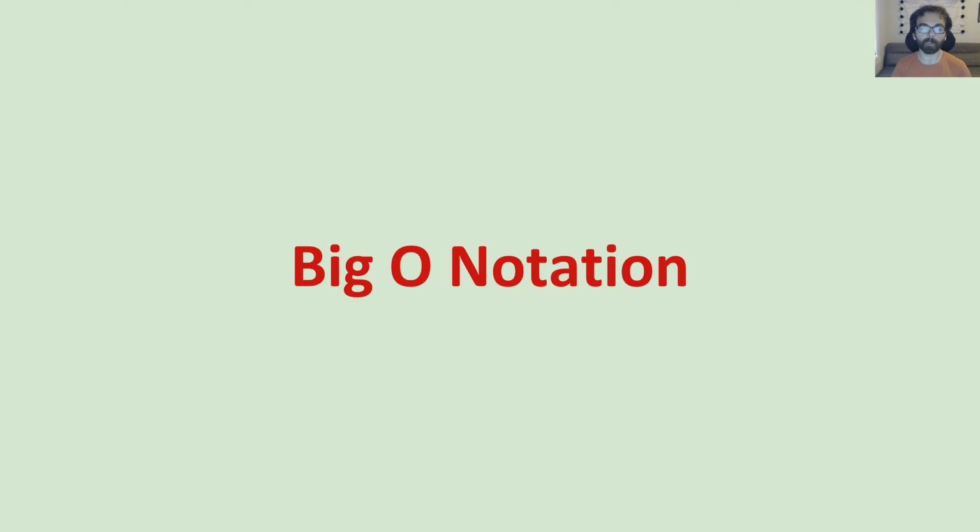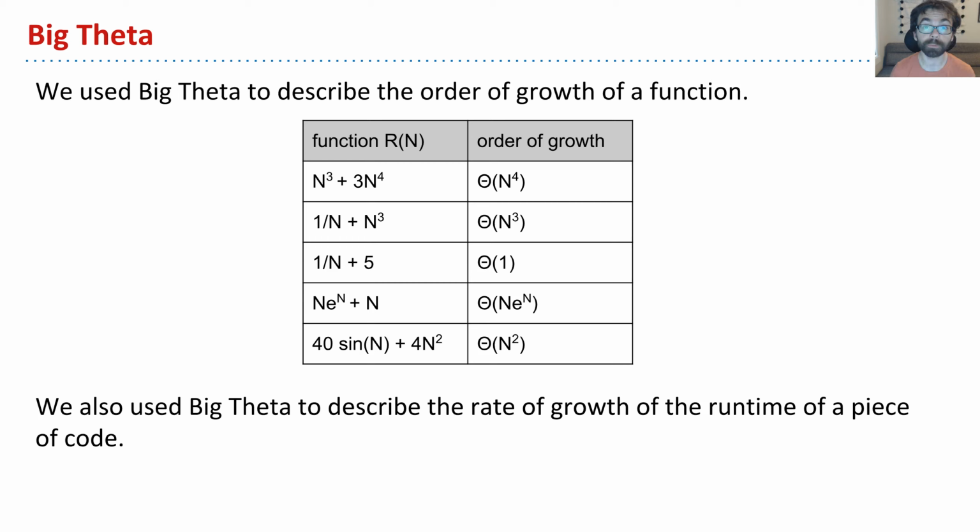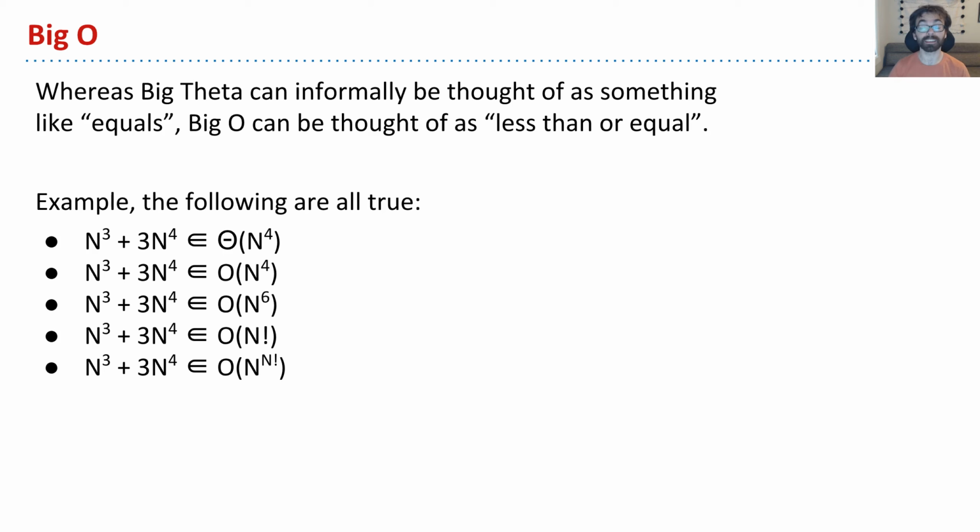So the last thing I want to talk about today is big O notation. It's closely related to big theta. As you know from what you just saw, big theta is used to describe the order of growth of a function. We also use big theta to describe the rate of growth of the runtime of a piece of code, like dup2 or dup1. Big O is an alternate idea: if you think of big theta as equals, you can think of big O as less than or equal.